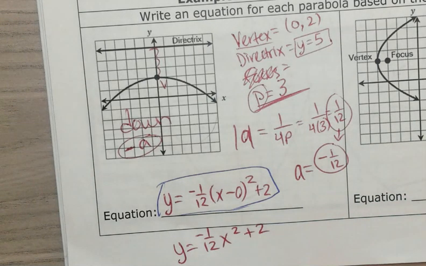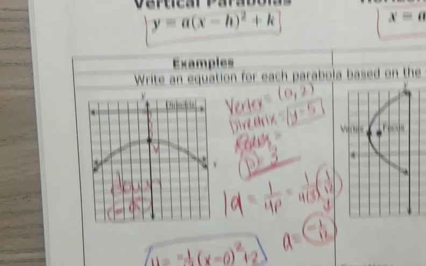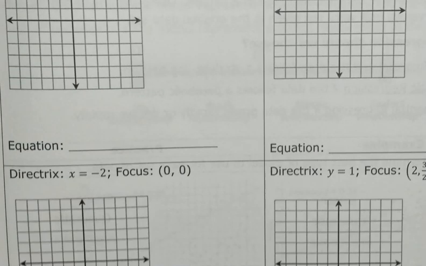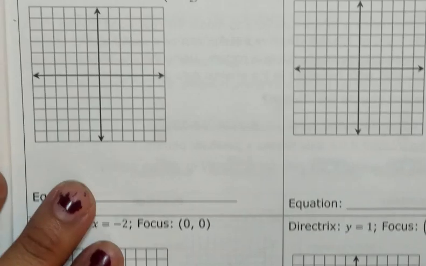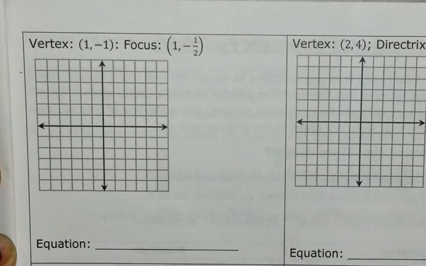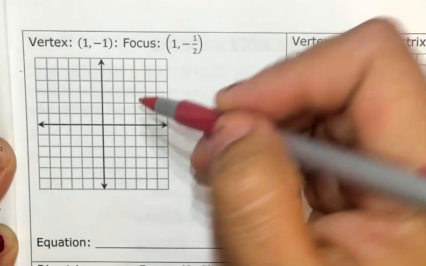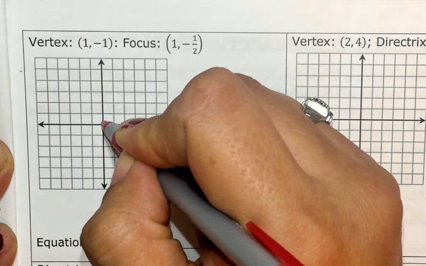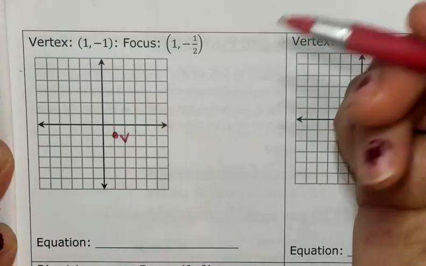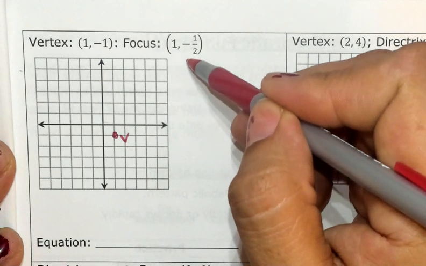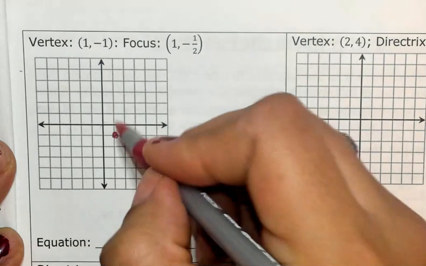All right, so that's an example of how to write an equation based on that information given. Here's a couple more examples. This is based on different information given. So here's this one where it's asking you, the vertex is 1, -1. So 1 to the right, 1 down. That's the vertex. The focus is 1 to the right and -1/2.